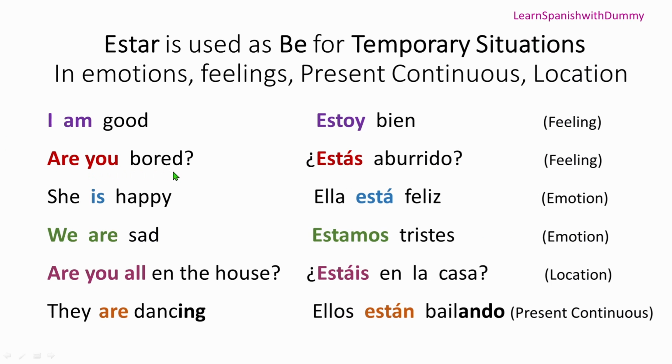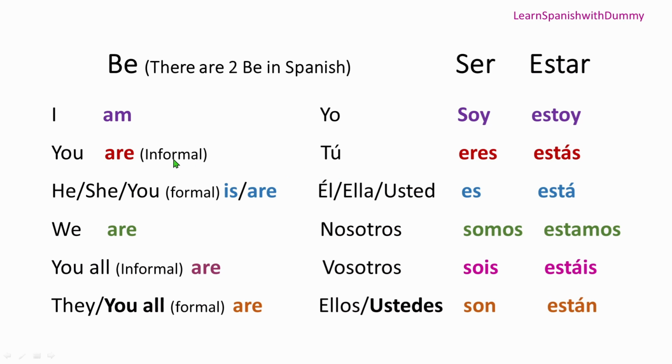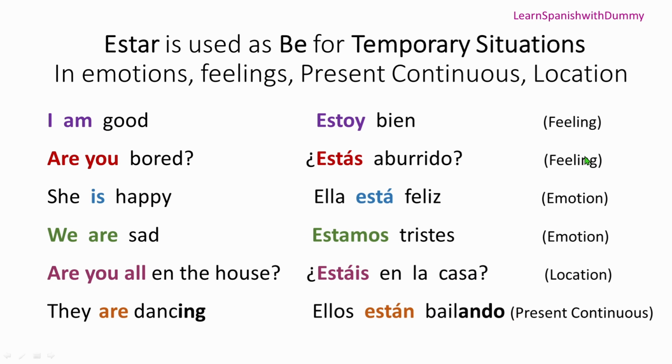And are you bored? Now bored is again a feeling, because you're not going to be bored forever. ¿Estás aburrido? Estás means are you? Aburrido is bored. This is a conjugation again. You are or are you? Tú estás. Estás means you are or are you? It's the second person conjugation of the verb estar.